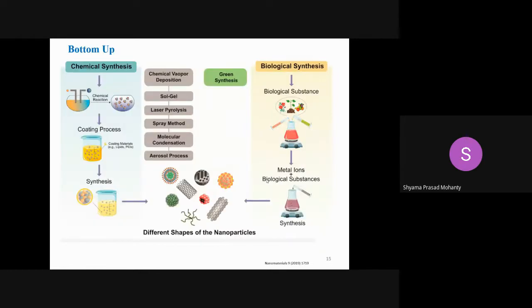In the bottom-up approach, there are various processes. You can have chemical synthesis, chemical vapor deposition, just as we discussed for the synthesis of carbon nanotubes, sol-gel process, laser pyrolysis, aerosol process. Some biological synthesis approaches have also been utilized, where you can use different leaf extracts, different flower extracts to reduce the metal ions to generate metal nanostructures.